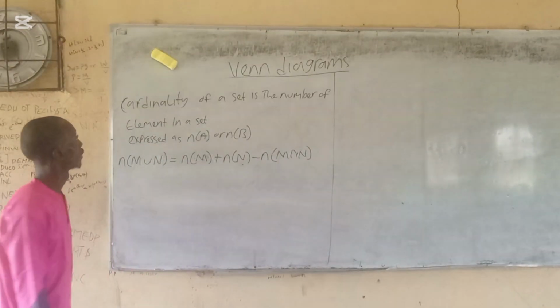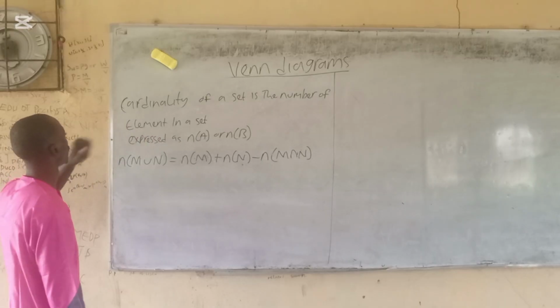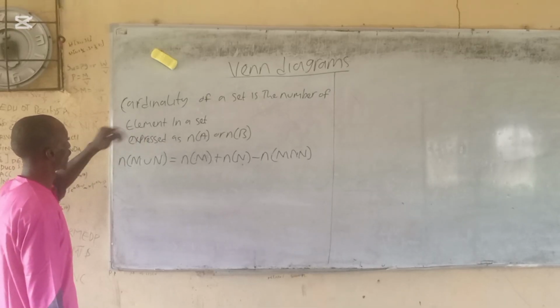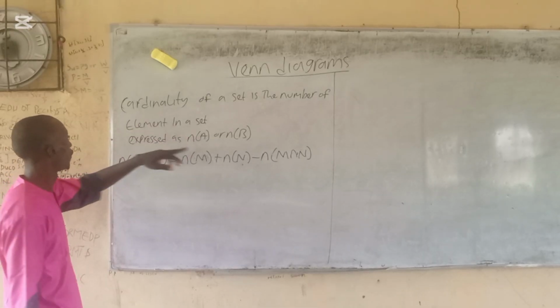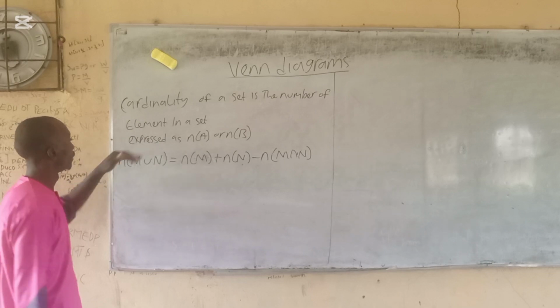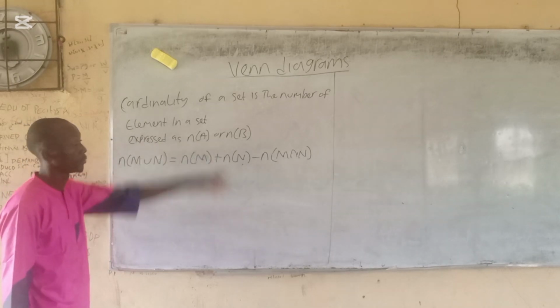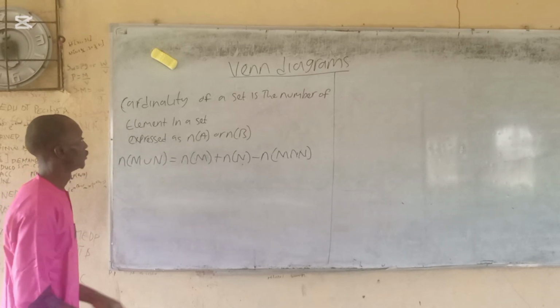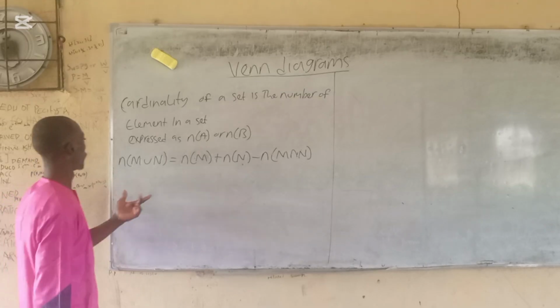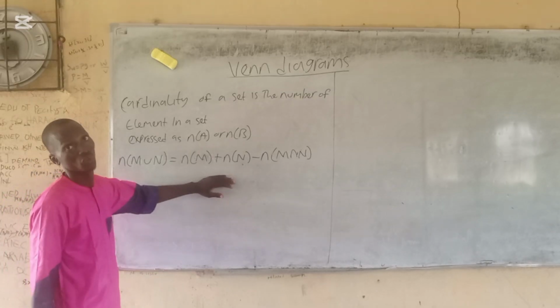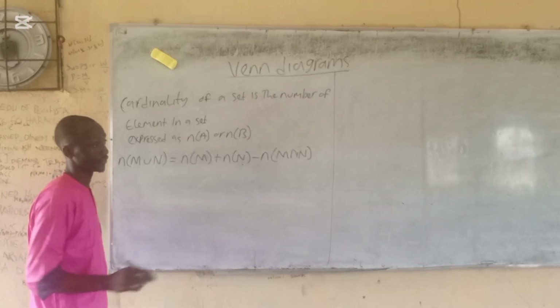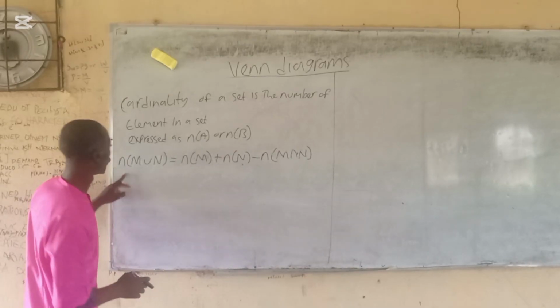Now, under Venn diagram we're doing cardinality of a set. Cardinality of a set is the number of elements in a set, expressed as n(A) or n(B). This is a formula for us to solve word problems. Actually there are 5, but this is one of them.